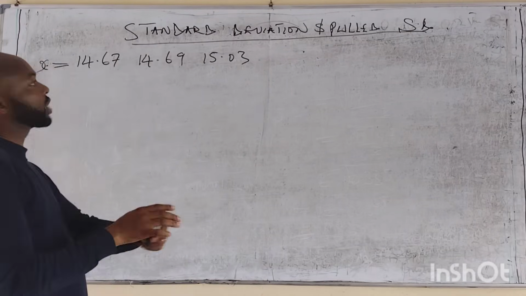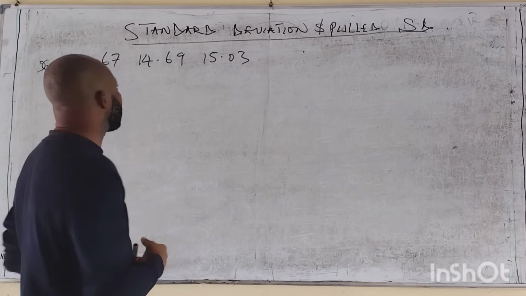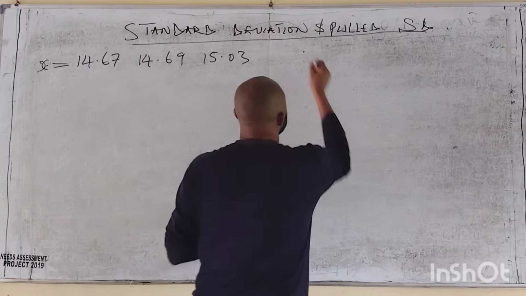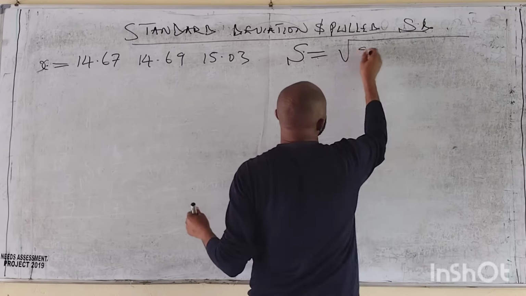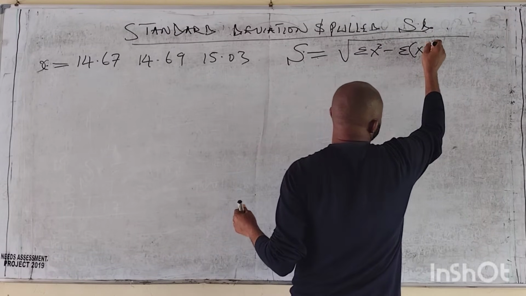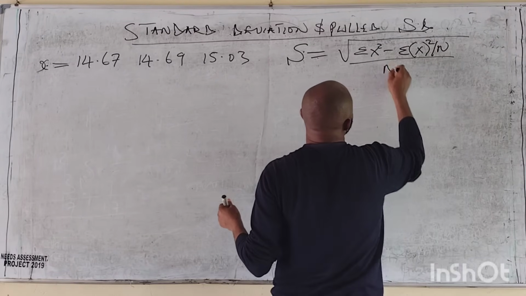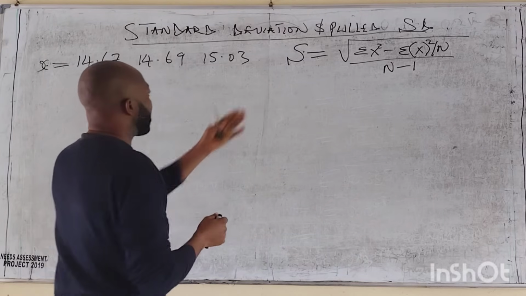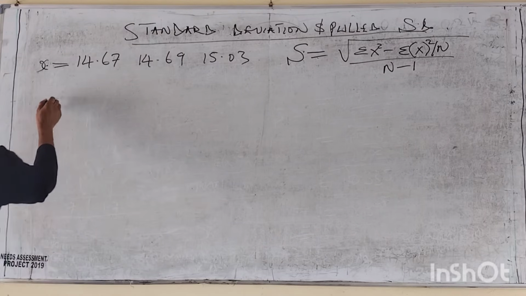Okay, so let's proceed. Remember I said we're going to use our postgraduate formula. At the end of the day, we're still going to compare it with our undergraduate formula to see if we're going to get the same thing. Now, our formula again for the standard deviation is equal to the square root of summation x squared minus summation x all squared over n, all over n minus 1. So if this is our formula, it means we have to get our values for x squared and x.